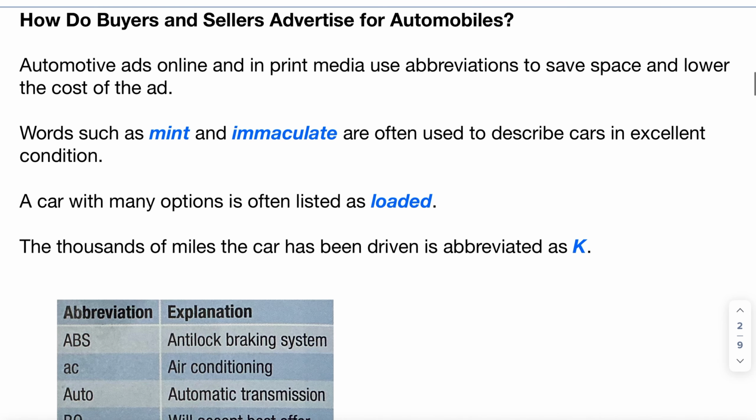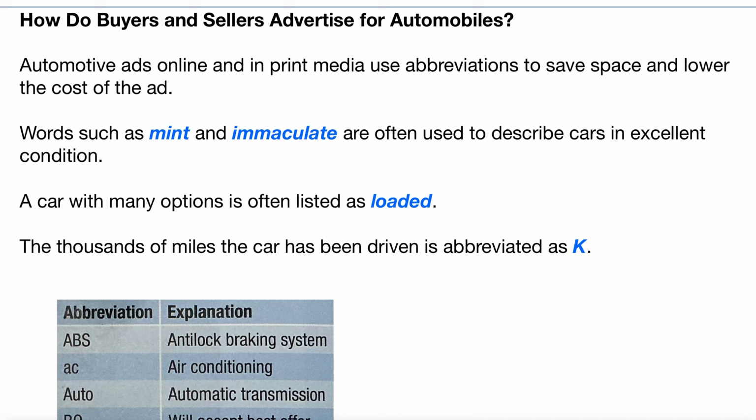So, how do buyers and sellers advertise for automobiles or cars? Car ads online and in print media use a lot of abbreviations to communicate what's available in a car, and they do this to save space and therefore lower the cost of advertising this information. So, words such as mint and immaculate are used to describe cars that are in really good condition. And those are really good adjectives because when you think of the words mint condition or immaculate condition, you think about a car that is barely used, okay?